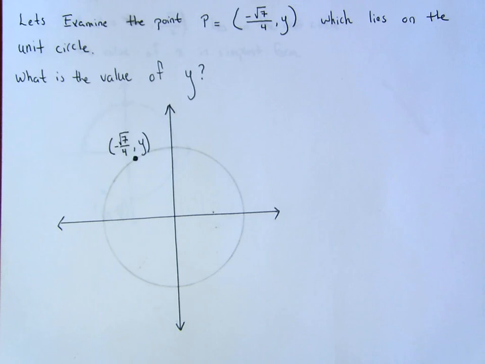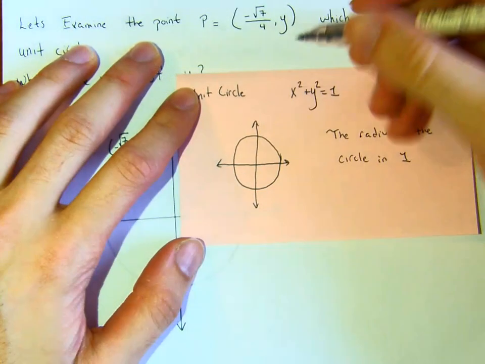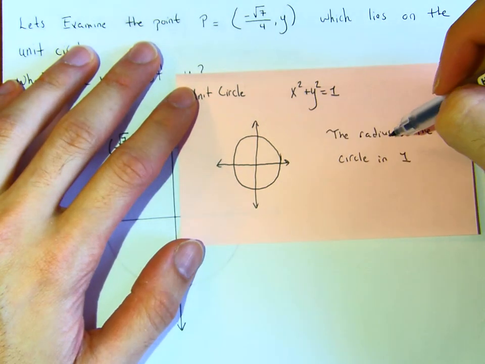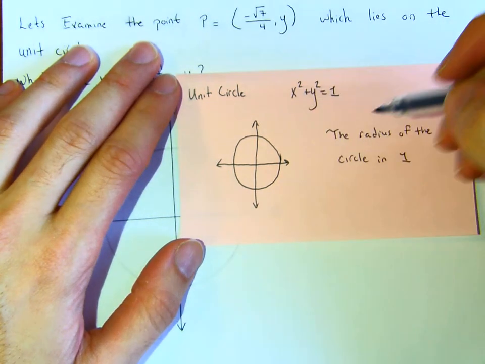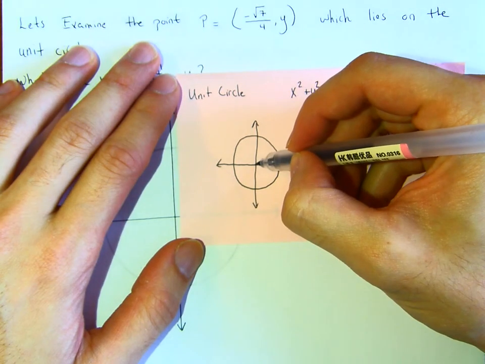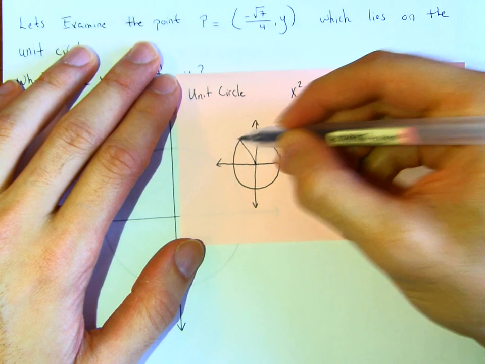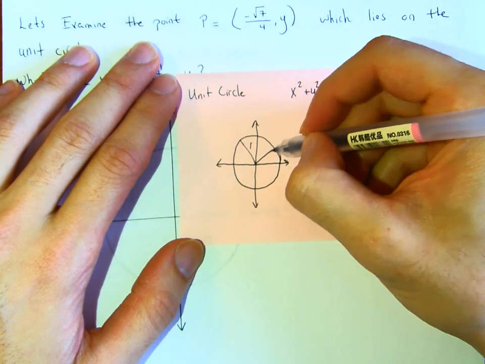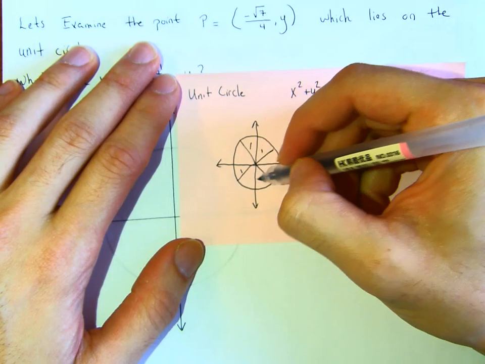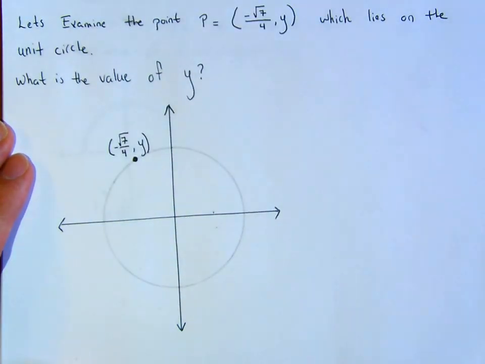So let's just get a quick reminder. What is the unit circle that we've been talking about? Remember that the unit circle has the equation x squared plus y squared equals 1. And what do you know about the unit circle? That the radius of the circle is 1. So if I take a point from here to any point on the circle, what's the distance from here to here? 1. What's the distance from here to here? 1. It doesn't matter where you go on the circle, the radius of the circle is always 1.